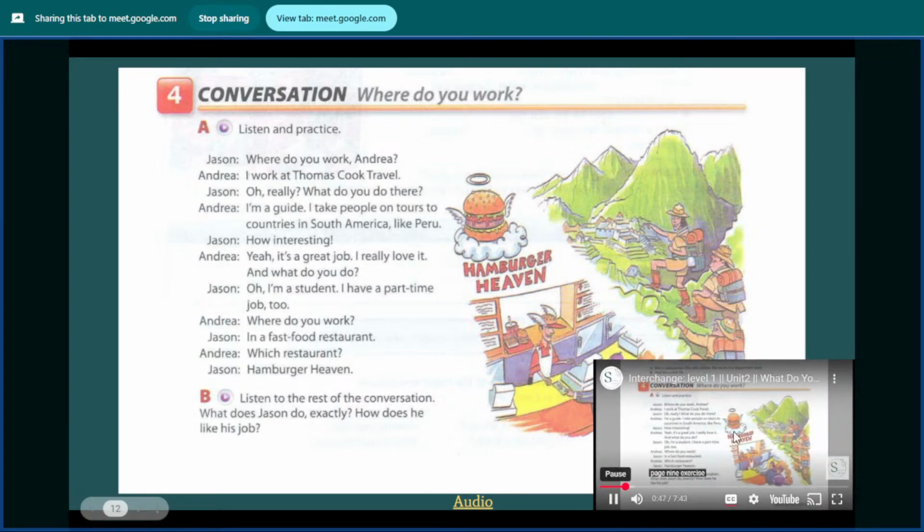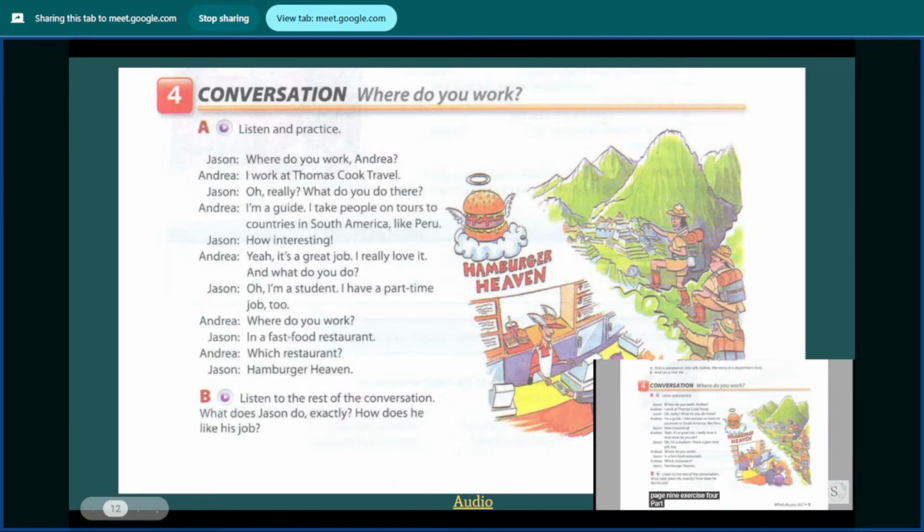Page 9, Exercise 4, Part B. Listen to the rest of the conversation. What does Jason do exactly? How does he like his job? What do you do exactly? Do you make hamburgers? No, I don't. I'm a cashier. I just take orders. And what's it like there? Do you like your job? Sure, it's fun. And I get free hamburgers, too.